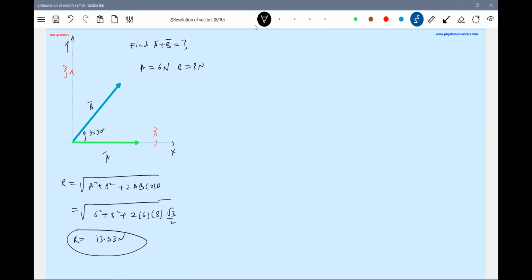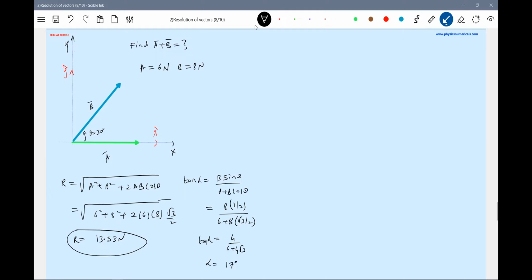So what about the angle? What angle does it make? The angle also we can calculate. Tan alpha is equal to B sin theta over A plus B cos theta. Substituting the values, B is 8, sin 30 is 1 by 2, A is 6 plus 8 cos 30, root 3 by 2. So this will end up as 4 by 6 plus 4 root 3. Then alpha, I'm using a calculator for these fast calculations. So alpha will be 17 degrees.